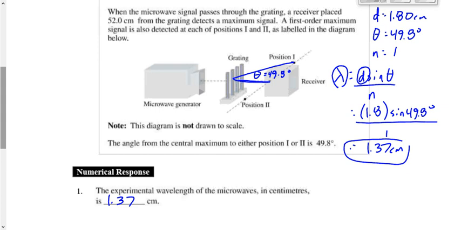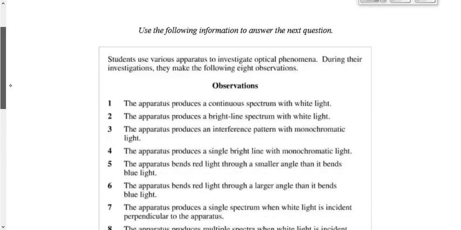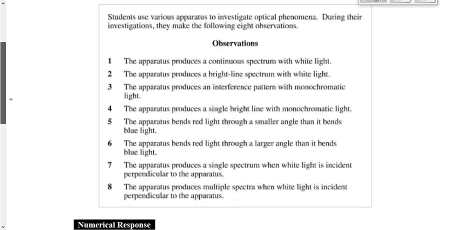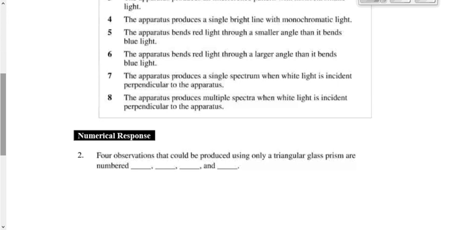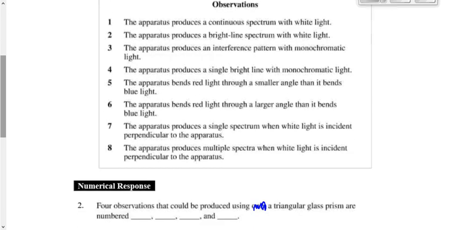Now the second question is a qualitative question. We've got 8 different observations. We want to know which of these 4 observations could be produced using a triangular glass prism. I don't like that word only in there. I'm just going to make it, which 4 observations could be produced using a triangular glass prism. Let's look at these different observations here now. A continuous spectrum is like a rainbow. Could a prism produce a rainbow? Yes, it could.